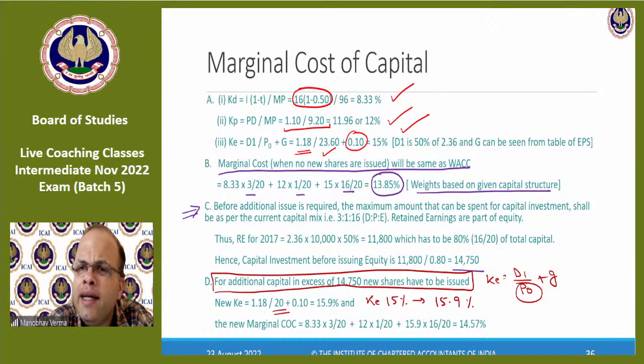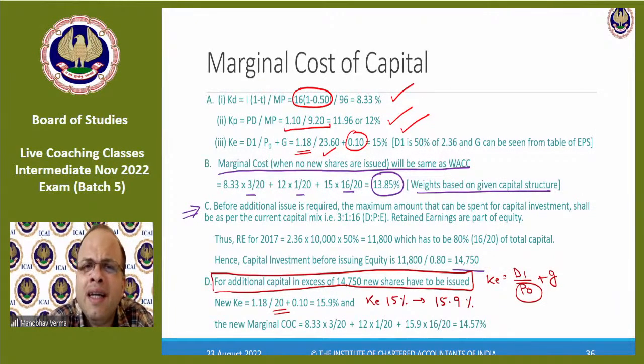Yes, absolutely correct. So Karthik is saying that for the same proportion, retained earnings was from within, but you would have additionally raised some preference shares and debentures. Absolutely correct. This is what I was trying to say. Karthik, absolutely correct. But the call of the question was something else, right? The call of the question is now in question number D, that what if you go beyond 14,750? What will be the cost of capital?